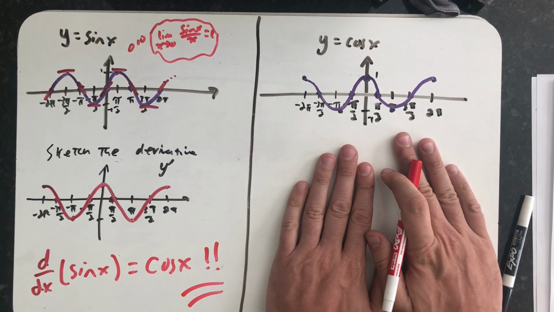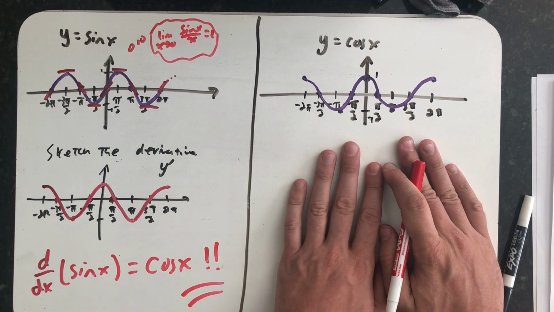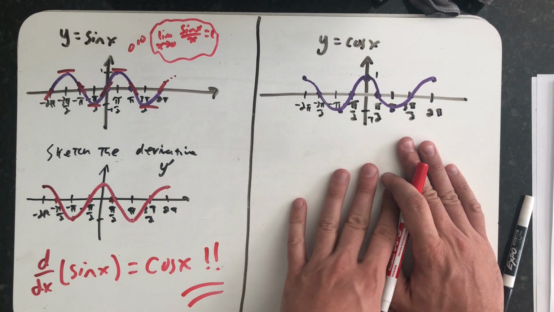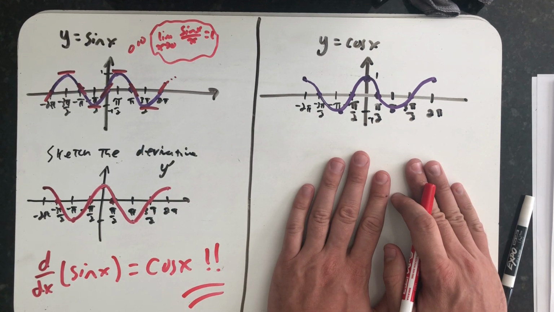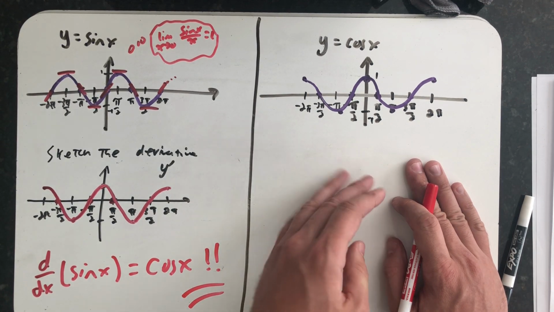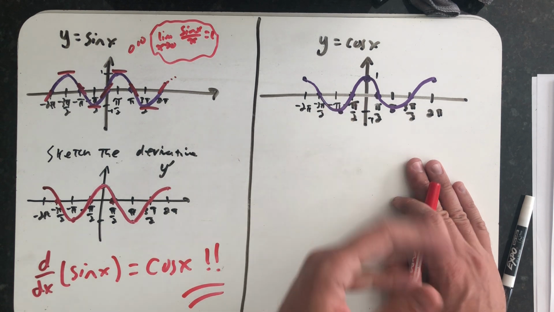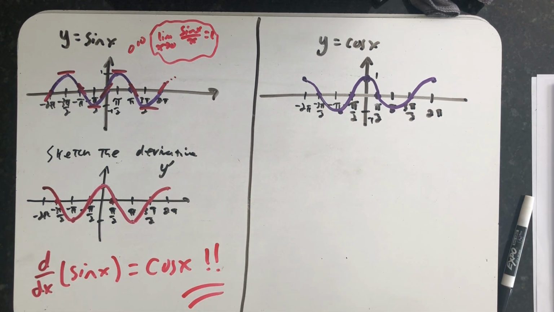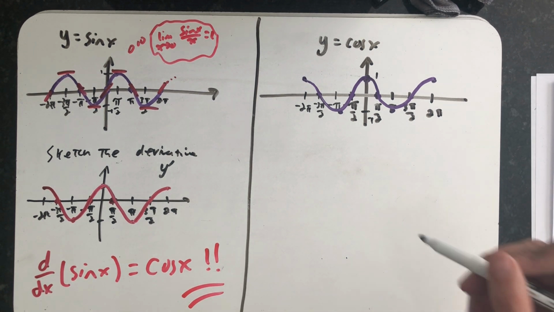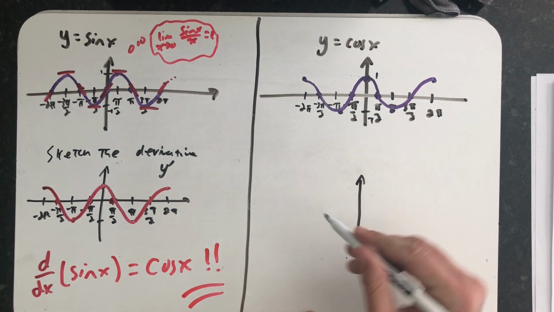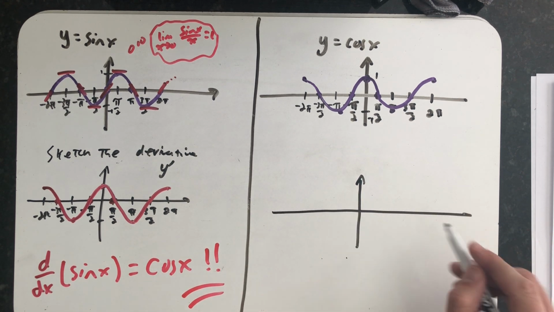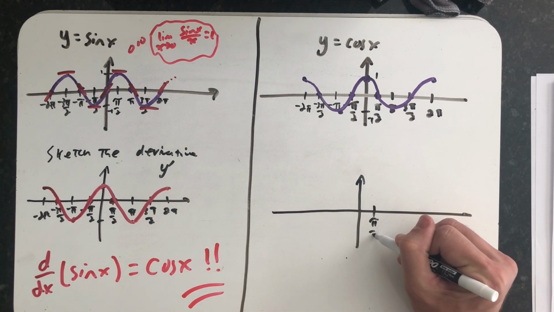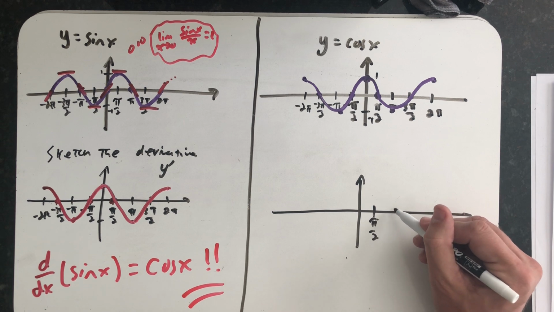All right, I want you to look at the graph of cosine and see if you can mimic that same work I did over there and guess what the derivative of cosine is. Go on and pause the video and give that a shot. Okay, so now that you've given that a try, hopefully, let's see what we think the derivative of cosine is.